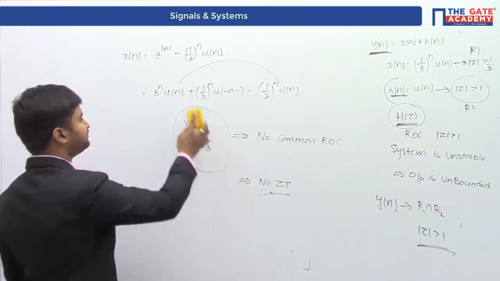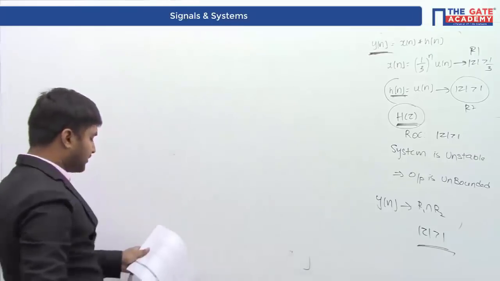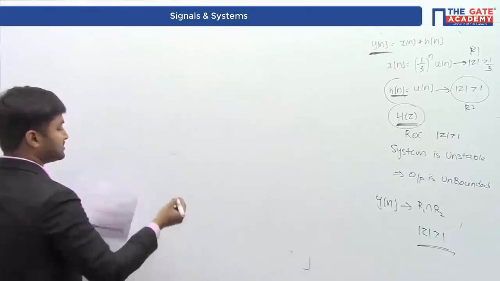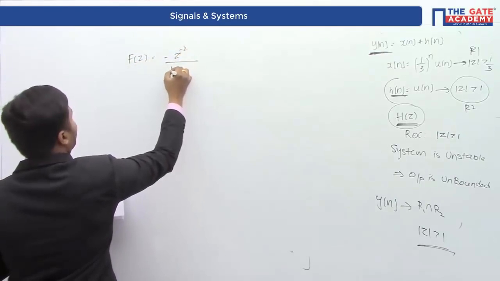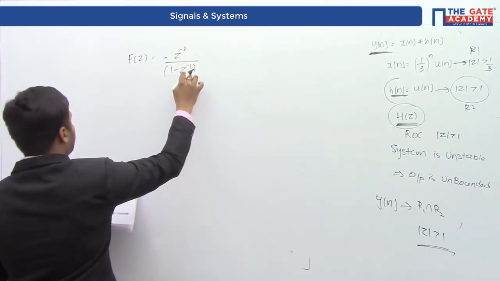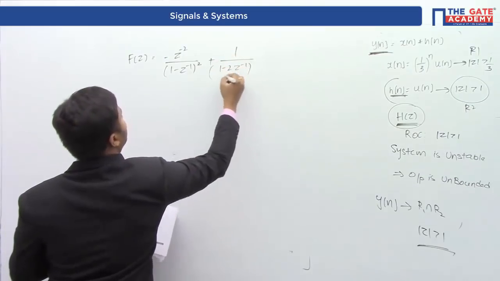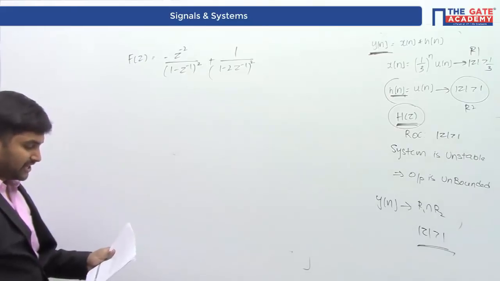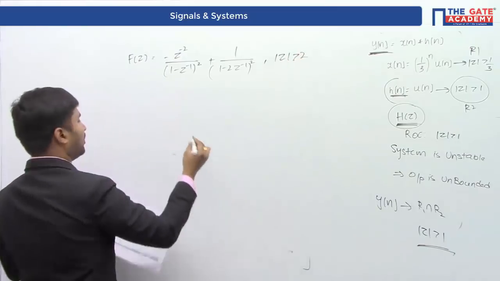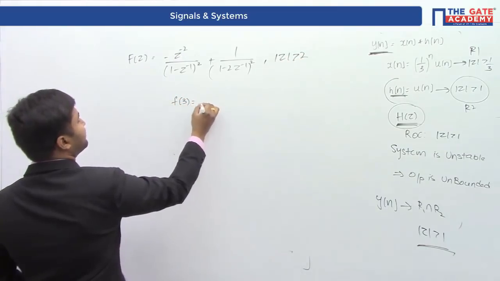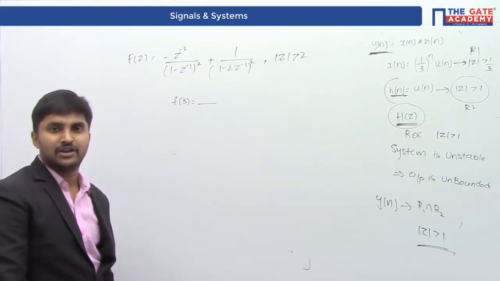Third part of the question. Please look at the third part of the question. F of z is given as f of z = -z^-2/(1 - z^-1)^2 + 1/(1 - 2z^-1)^2. So this is f of z which is given, and its ROC is also mentioned, which is mod z greater than 2. And what we have to find? We have to find small f of 3. So in time domain, we have to find the sample value at n equal to 3.